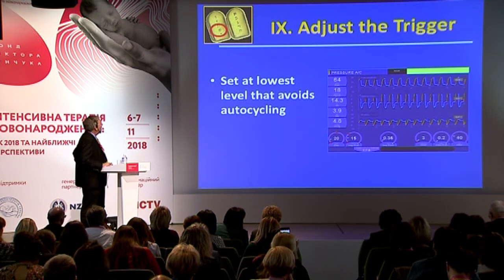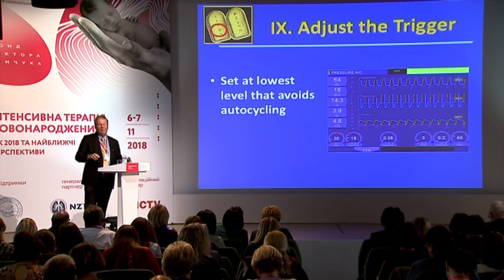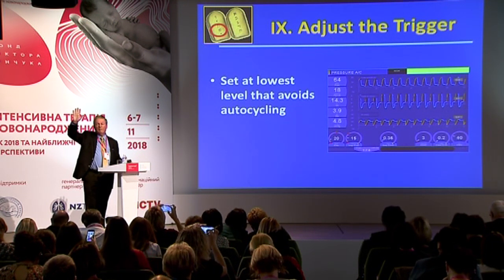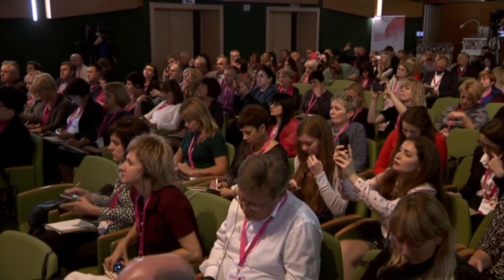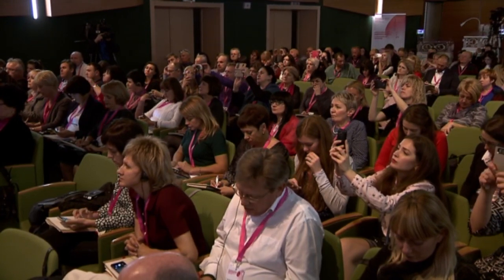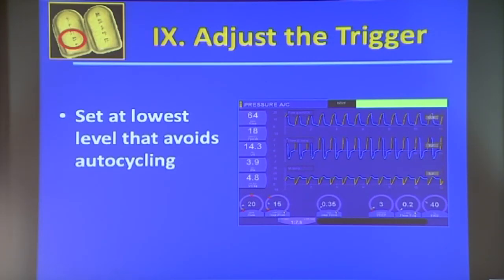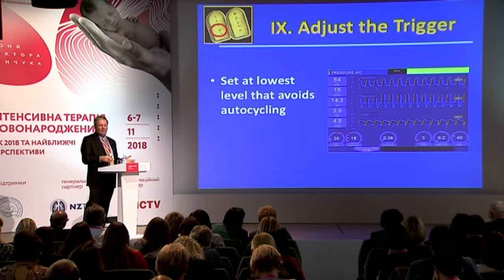Rule number 9 is adjusting the trigger. How many of you are using some form of patient-triggered ventilation? Raise your hands. Okay, quite a few of you. The key here for me is to try to set the trigger, at least in the beginning, when the baby is quite ill and has increased work of breathing, set the trigger at the lowest level that avoids autocycling. Make it easy for the baby to trigger the ventilator.